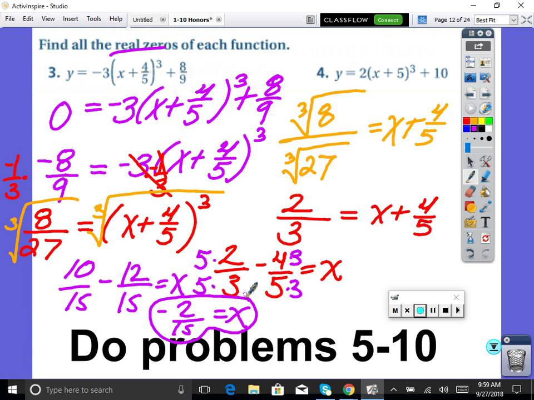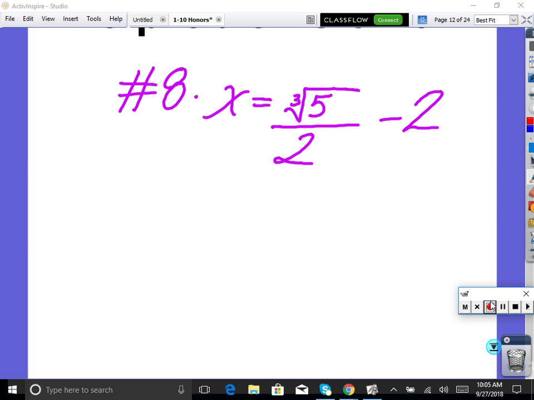Okay, so I think we get the picture here. Do you? Okay, sweet. Do 5 through 10, go. When you're done with number 8, check your answer. This is what it should be. So what do we do if we have a negative inside a cube root? Oh, it moves out. Yeah, moves out. And then the -1. Yeah.